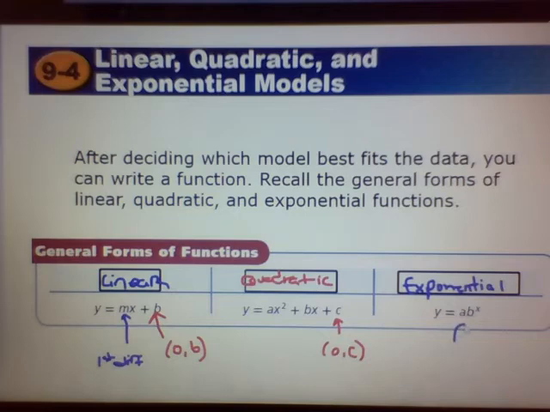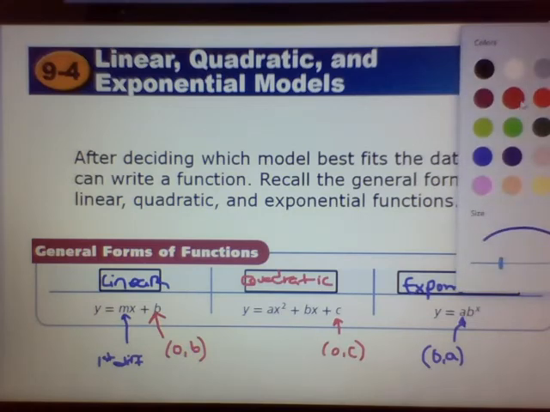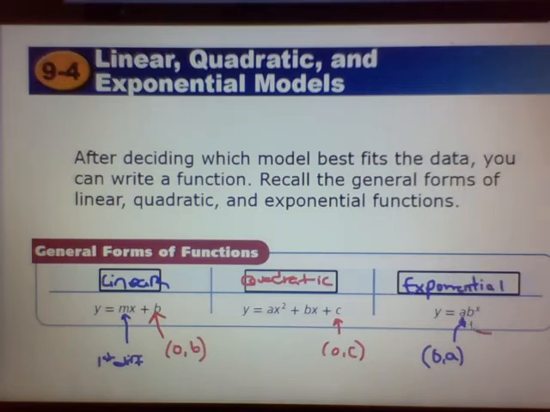And so this a value here is going to represent what your intercept is. So again, each one of these has kind of an idea of where the intercept is. And then the next piece, your b value, is going to be your constant ratio, which we have identified a bit. So b is your constant ratio. So what is it that you are multiplying or adding a bunch of times?